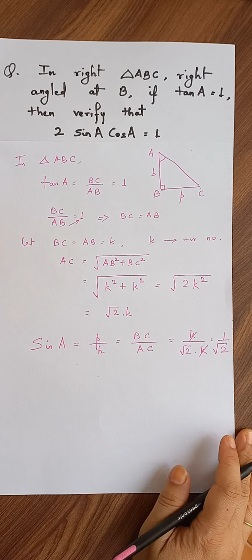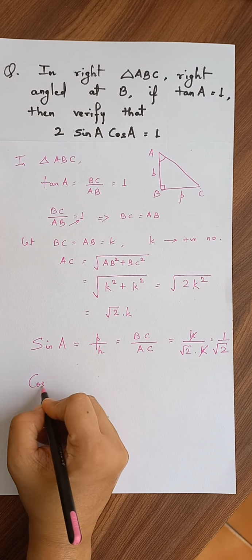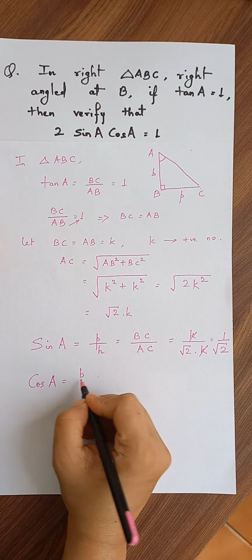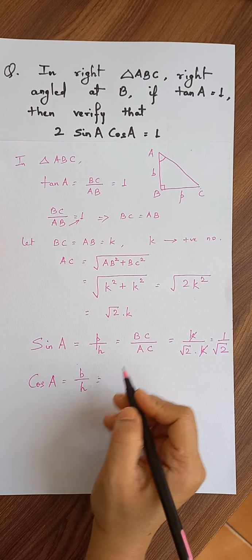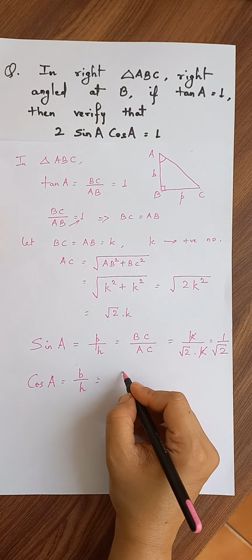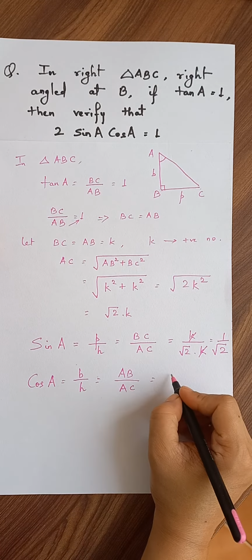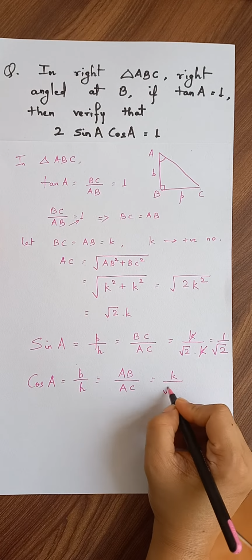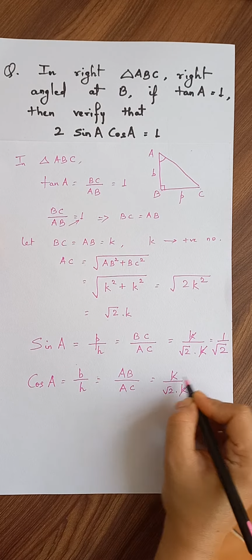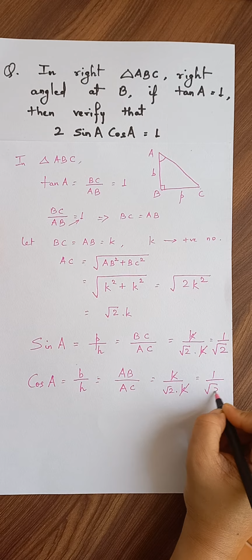Fine. Now we'll move ahead to cos of A. Cos of A, we already know, is the ratio of base and hypotenuse. Here base is AB and hypotenuse is AC. So AB upon AC. AB value is K and AC value is root 2K. K gets cancelled out, so it is 1 upon root 2.